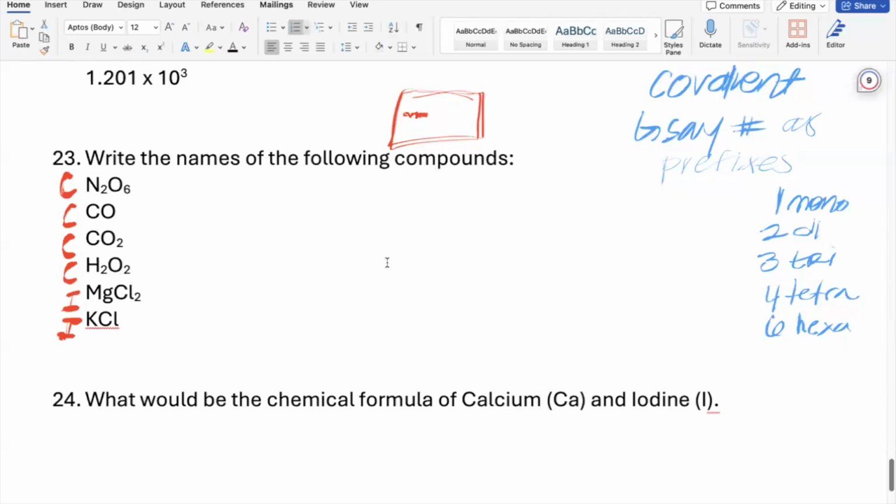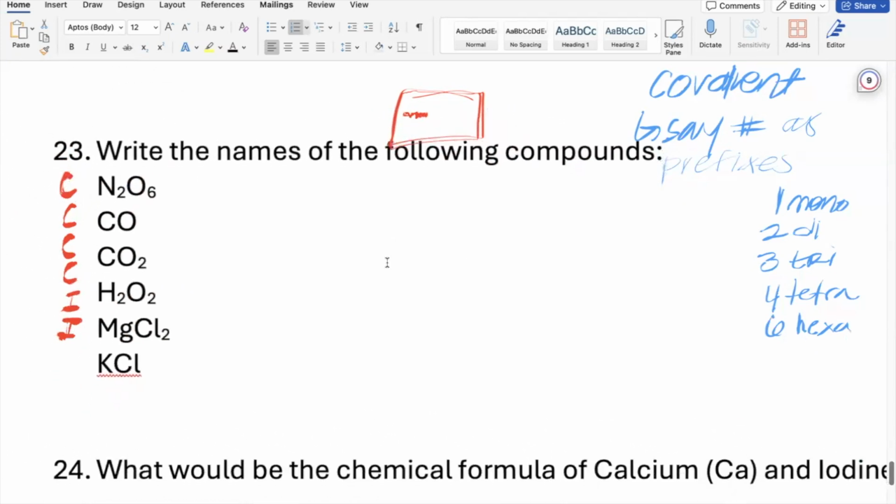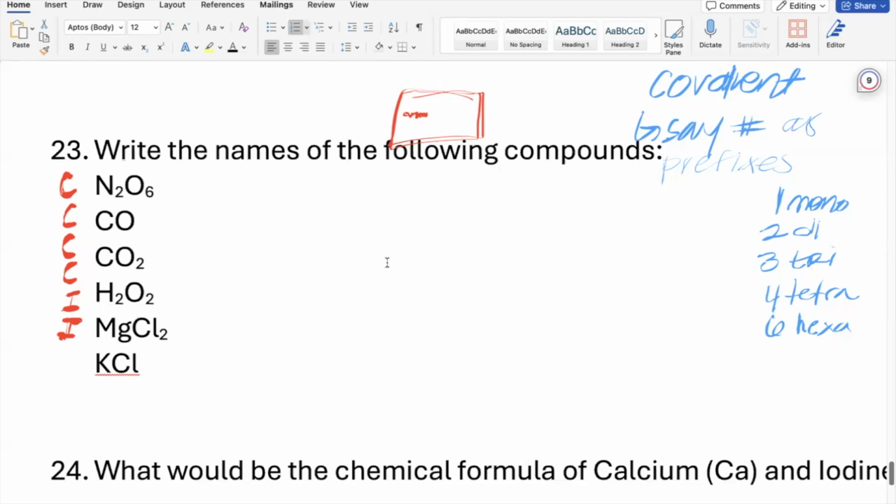All right. So we basically, with covalent, we say the name and we say the little numbers as prefixes, with one exception. If the first element is mono, we drop the mono on the first element. So we'll see 2 examples of those here. So, I wonder if I can zoom in here. All right, so N2O6. So there's a 2 after nitrogen, so this becomes dinitrogen. And then there's a 6 after oxygen, so it becomes hexa oxide.